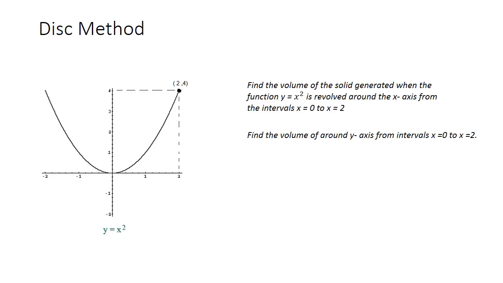In this example, we are going to learn how to find the volume that is generated when the interval x equals 0 to x equals 2 in the graph y equals x squared is revolved around the y-axis, generated like this, and around the x-axis, such as like this. We are going to learn how to do that in the next few slides.